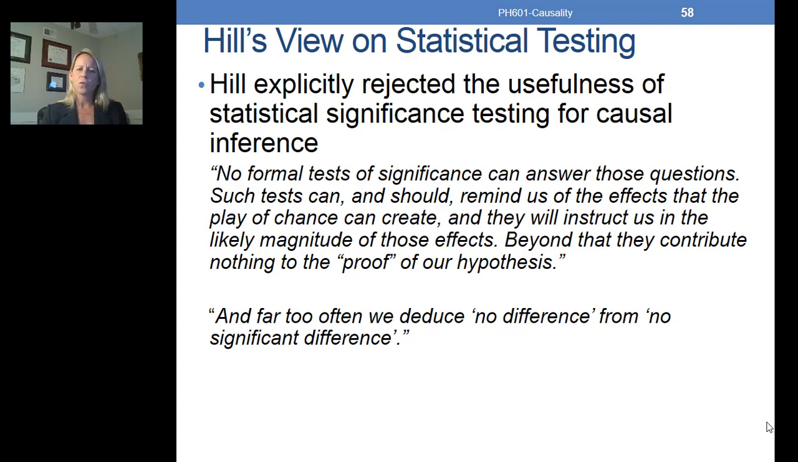He specifically said that no formal test of significance can answer those questions, and that such tests can and should remind us of the effects that the play of chance can create, and they will instruct us in the likely magnitude of those effects. Beyond that, they contribute nothing to the proof of our hypothesis. And far too often we deduce no difference from no significant difference. And so his point was well taken at the time, that the presence of a statistically significant finding alone, in the absence of all those criteria being met or partially met, is not in itself proof of causality.